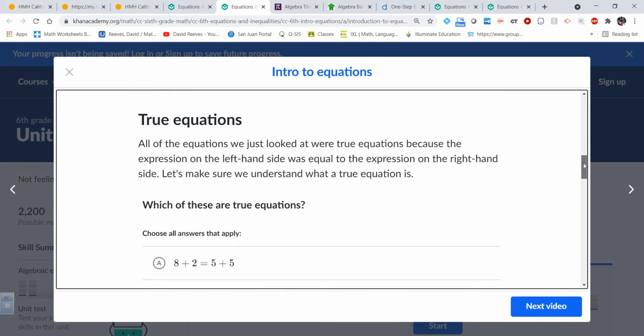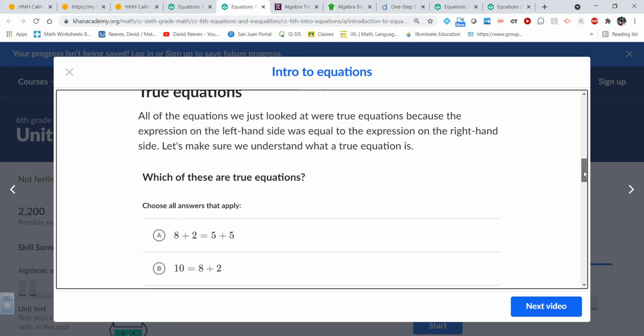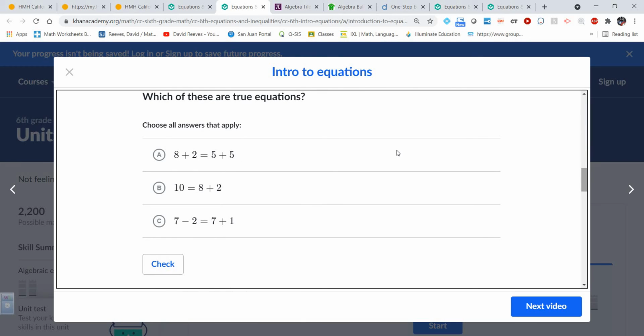Now, equations can be true or equations can be false. All the ones we looked at before were true equations because the left-hand side was equal to the right-hand side. So a true equation, again, is an equation where the left and the right sides are equal. Let's take a look at these equations and ask ourselves which ones are true.